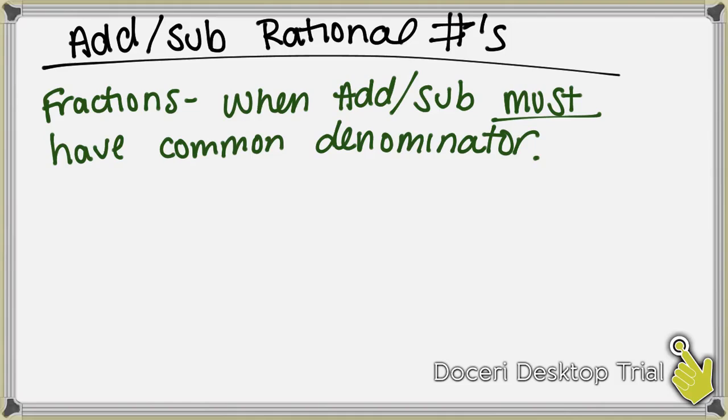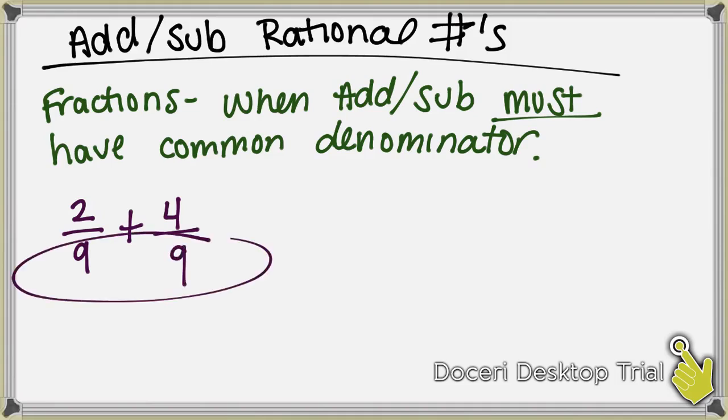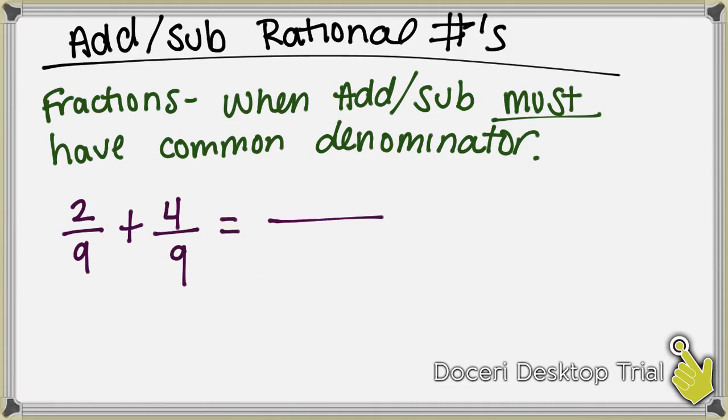So if I said something like 2/9 plus 4/9, well, we would look at the denominators and we would notice that they're already the same. So since they're already the same, we would just add the numerators. We do not add the denominators. We'd say 2 plus 4 is 6, so the top is 6, and then we keep the bottom 9.